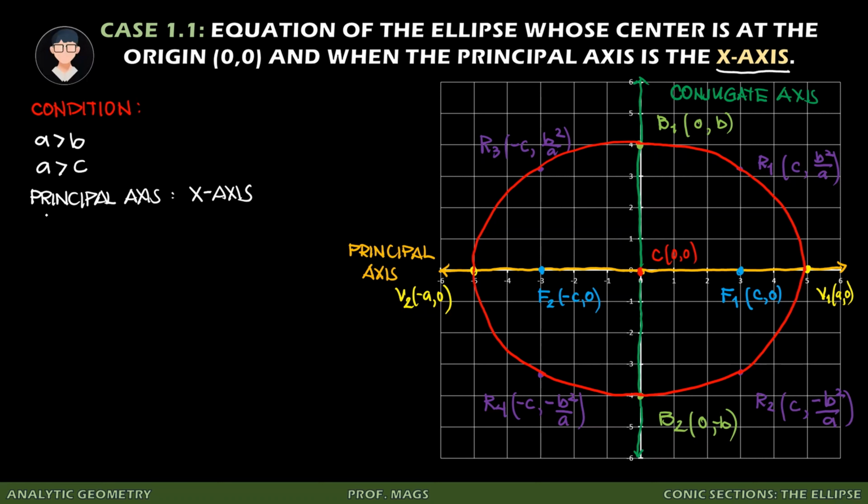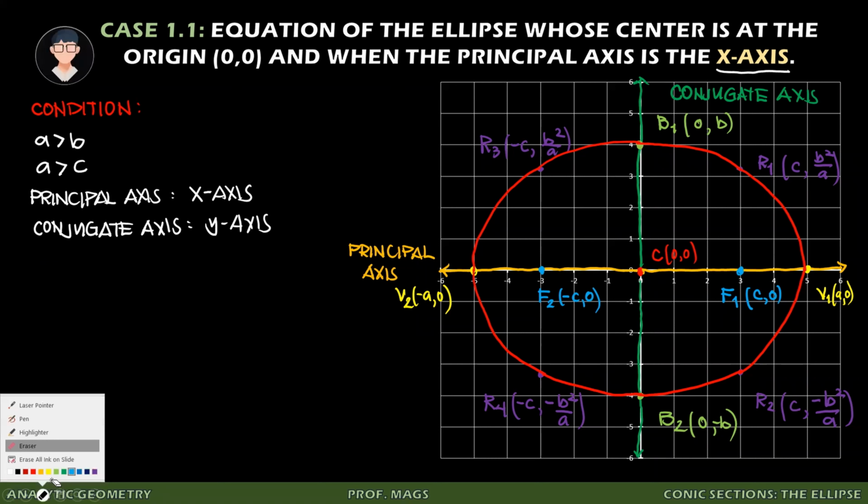So again, if you know the principal axis, you already know the conjugate axis. The conjugate axis is simply the inverse of the principal axis. If our principal axis is the x-axis, the conjugate axis is the y-axis. Okay, let's summarize our points here, so at least you have a list.